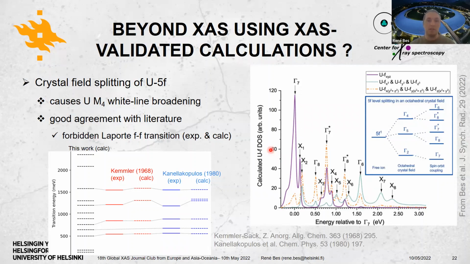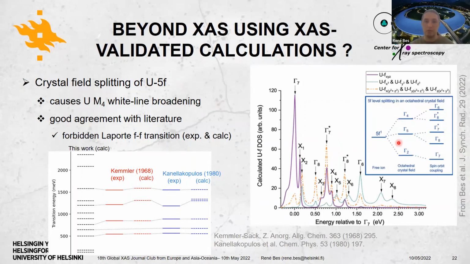Because of the calculations, we were in quite good agreement. We decided, why not go beyond X-ray absorption using what we call XAS calculations, because there was good agreement between calculations and three different edges. And we were able to look at the crystal field splitting of uranium 5f, which is responsible for the white line broadening on the image.